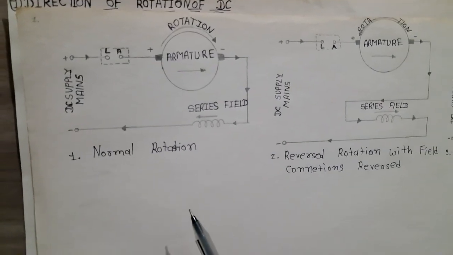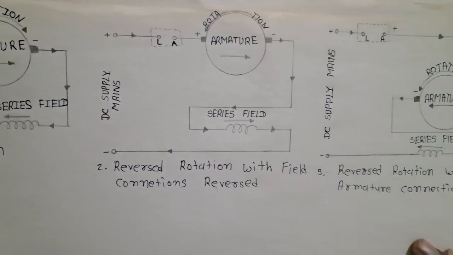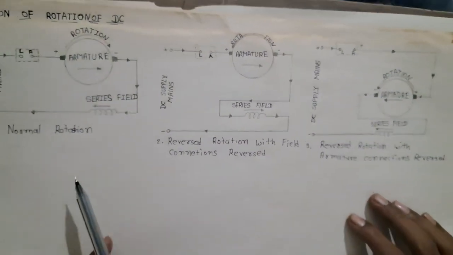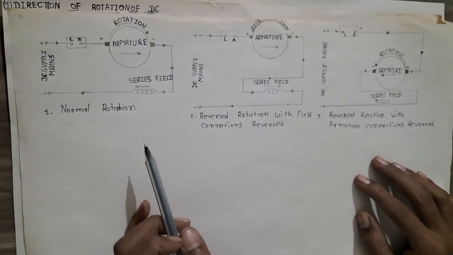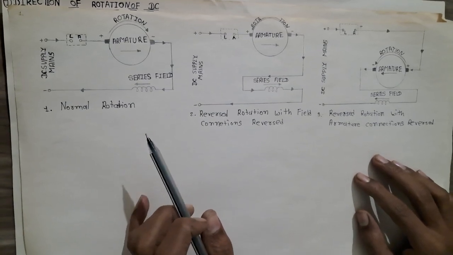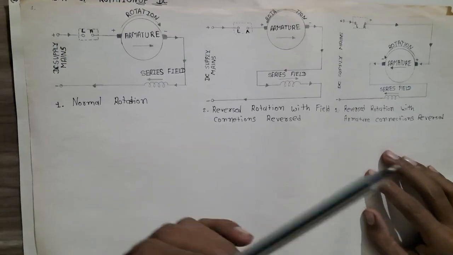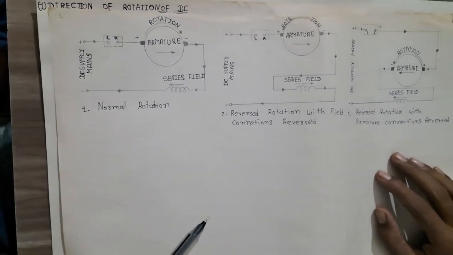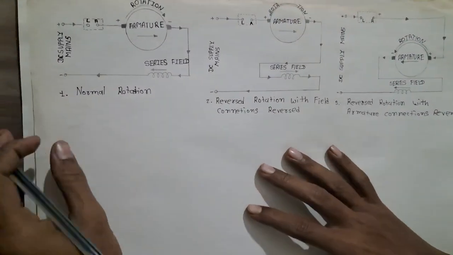Hence, the direction of rotation of the motor can be reversed by reversing the current through either the armature winding or the field coils. If the current through both is reversed, the motor will continue to rotate in the same direction as before. Okay, so I will write this.